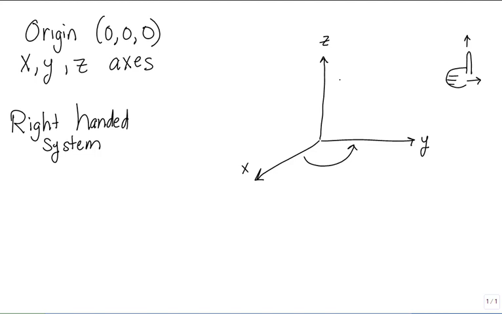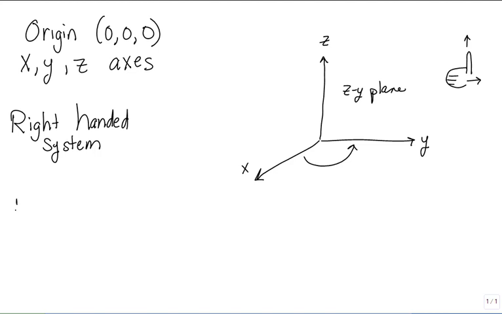So the zy plane is in the paper, is flat in our paper, or it's pointing up if you want to think of it like that. And then the x is coming out straight at you.